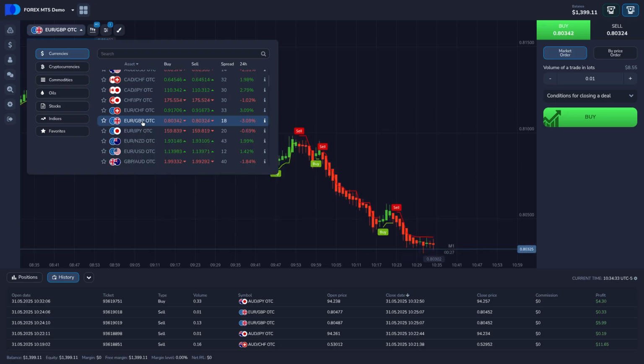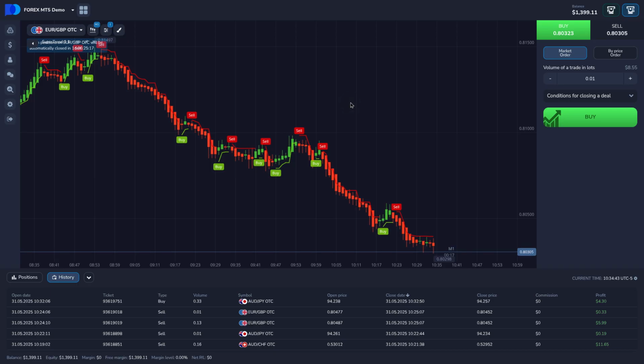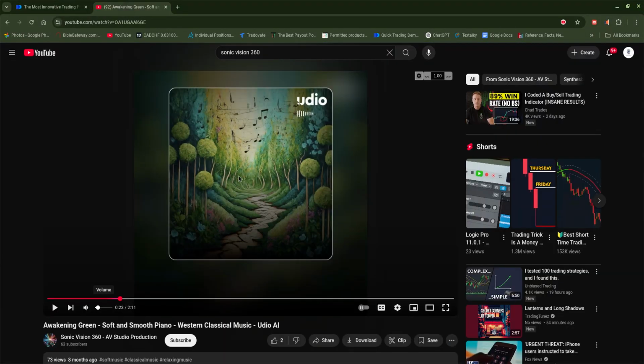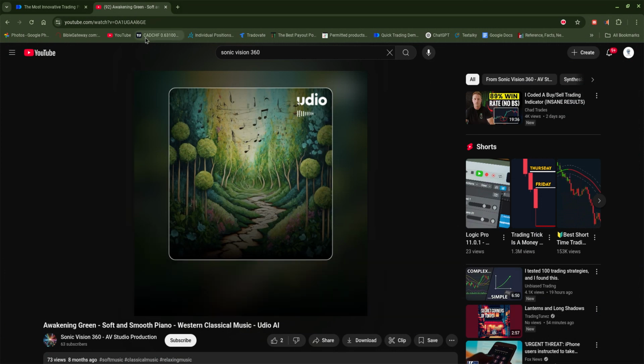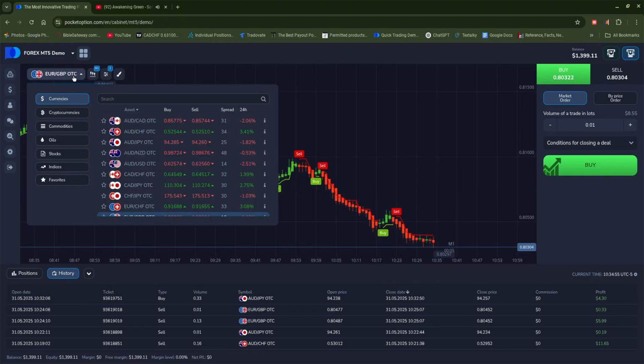We're going to keep looking for our trade. Music went bye-bye. I'm going to turn my music back on. It's a UDO track that I made right here, Awakening Green. Turning that back on. It's on a loop, just in the background. When I muted my mic, it shut off my music, so that's what happened.